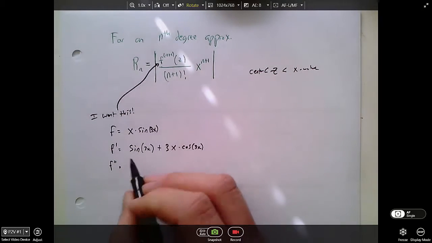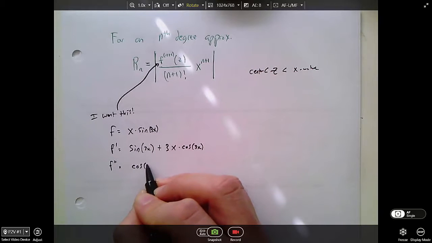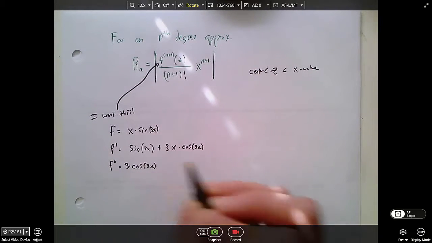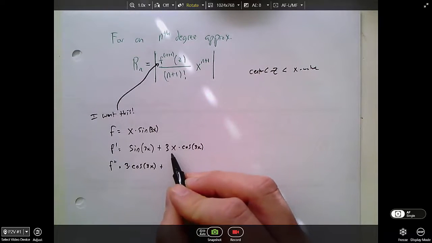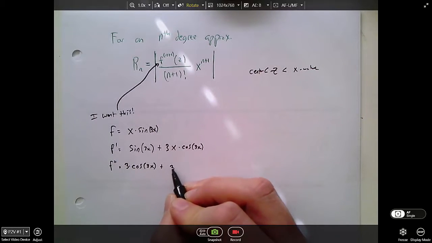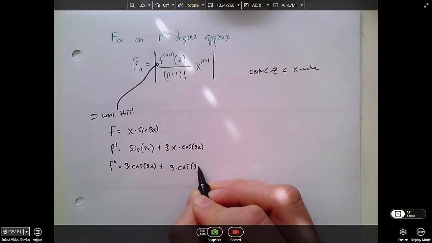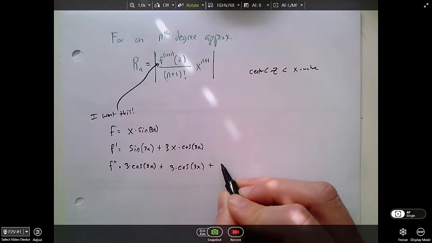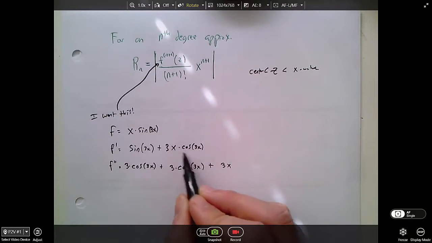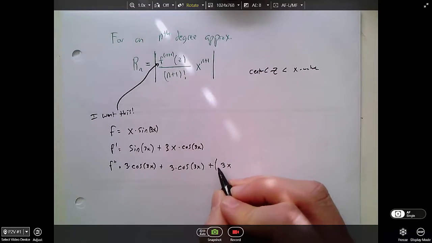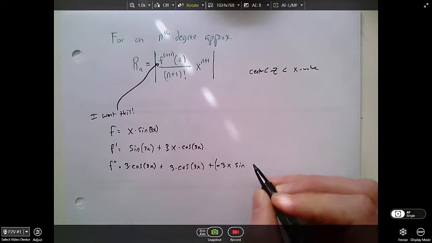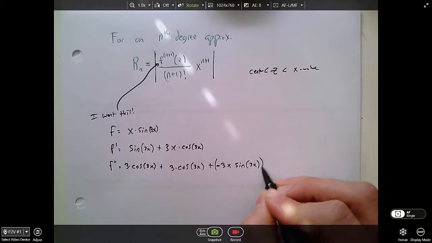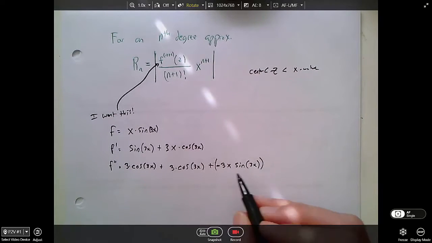Let's do the second derivative. So sine of 3x is going to become cosine 3x, and then I've got a 3 out front. And then let's use the product rule here. So the derivative of 3x will just be 3 times cosine 3x, plus 3x times the derivative of cosine, which is negative sine, so I got a negative out there, 3x, times another 3 because of the chain rule, so I'll just make this 3 times 3.